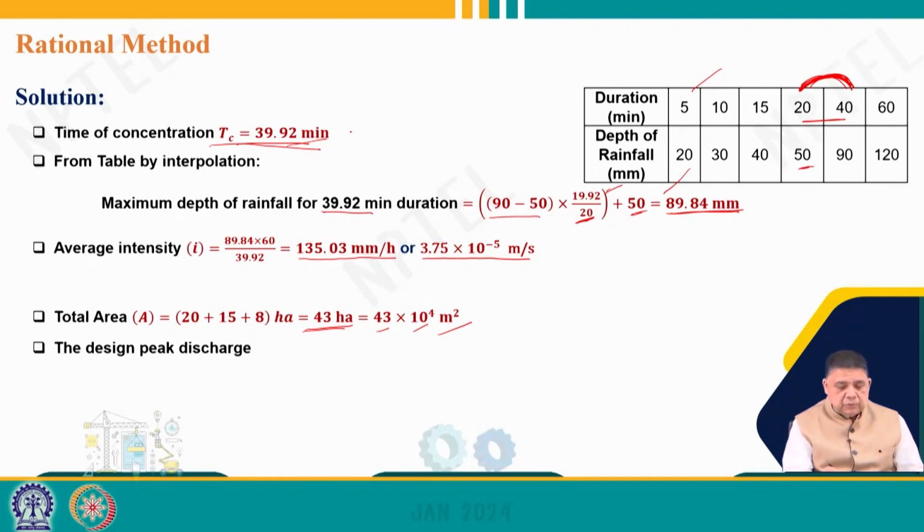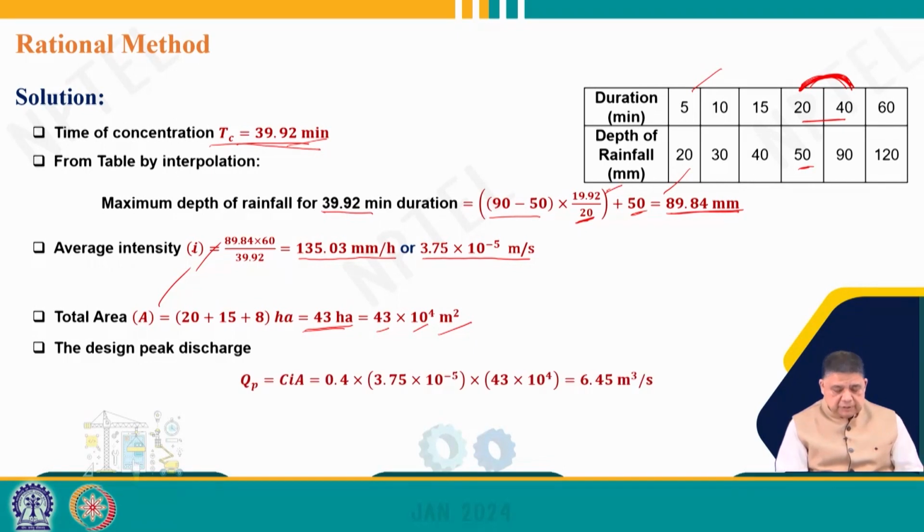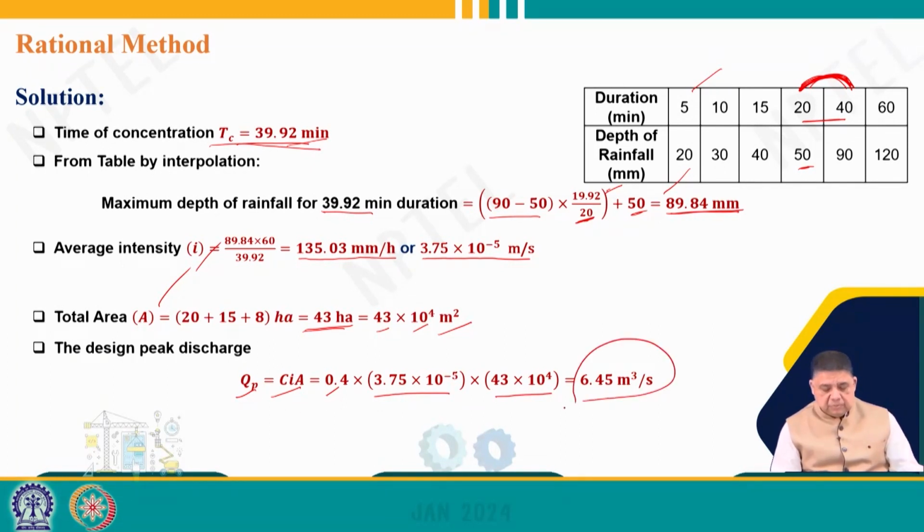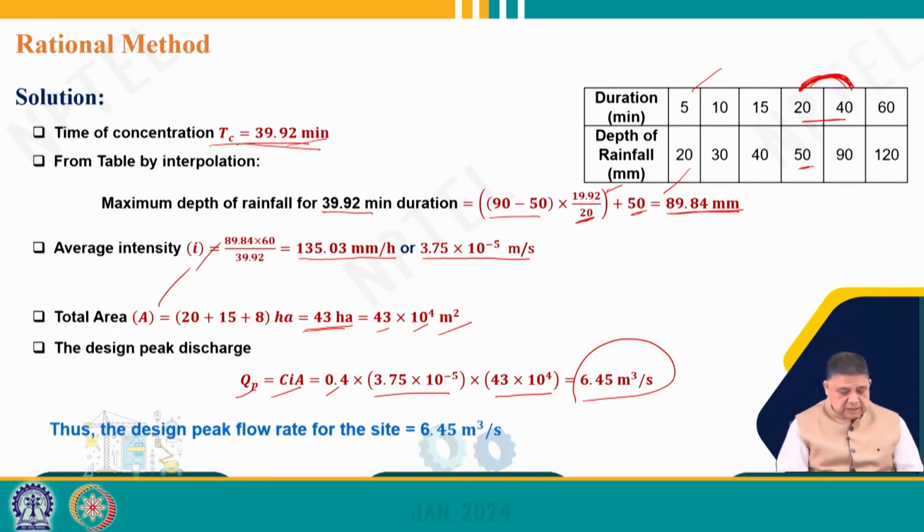So, now we know C, we have already calculated it, we know I, and we know A. By putting the values in this equation, Qp equals CIA, that is C equals 0.4, I equals 3.75 into 10 to the power minus 5, and A is 43 into 10 to the power 4. By putting all these values, we get a value of Qp equals 6.45 cubic meter per second. That simply means that the design peak runoff rate for designing the drop structure in this watershed comes out to be 6.45 cubic meter per second.